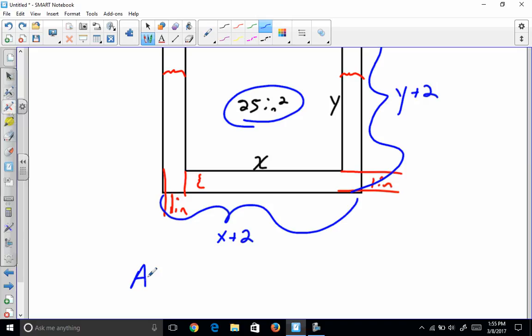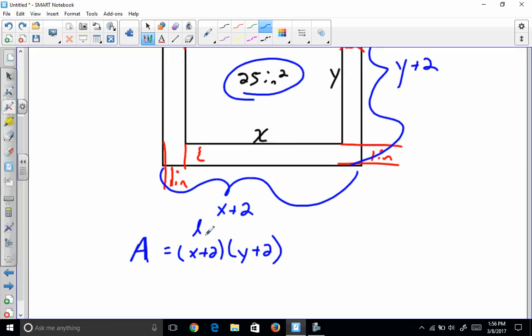So first of all, we need to figure out how do we calculate the area of the whole thing. Well, it's a rectangle, so length times width. So the area of the page is this full length times this full width. But notice we have two inputs here. We have an x and a y. We only want one input. So we listed earlier that x times y gives us 25. So let's get rid of y.